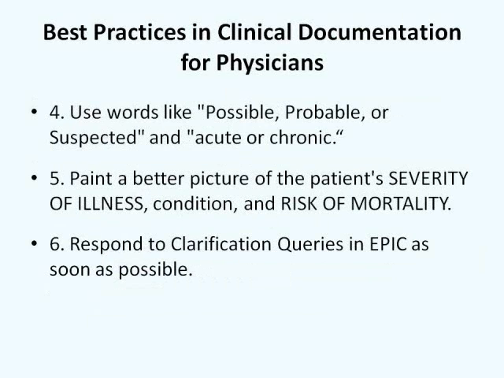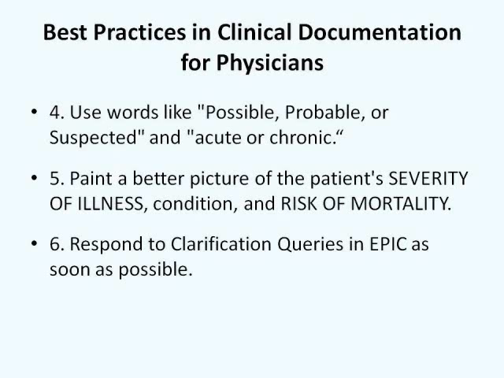Number 4, use words like possible, probable, or suspected, and include words like acute or chronic. Number 5, paint a better picture of the patient's severity of illness, the patient's condition, and the risk of mortality. Number 6, respond to clarification queries in Epic as soon as possible.